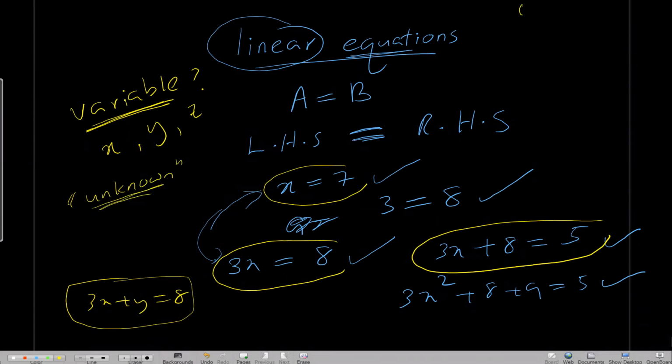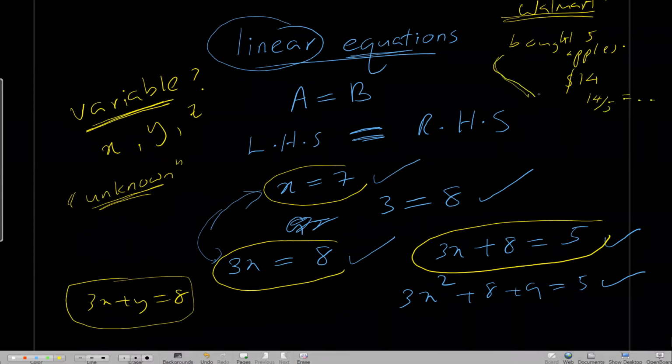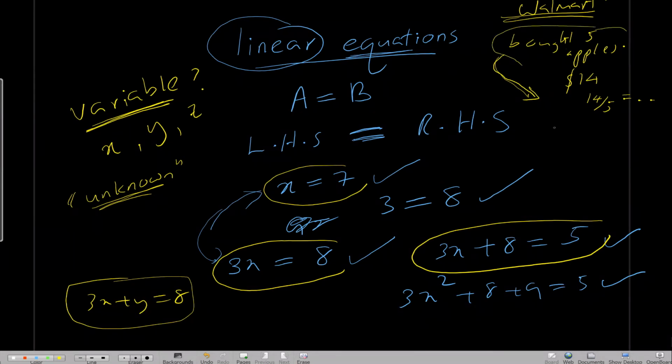Let's say you went to Walmart and bought 5 apples. And it costs you $14. Let's just say. And how much is an apple? Well, naturally, intuitively, you are going to divide 14 by 5, right? But what you are doing, we can explain this using the concept of a variable. Here the unknown thing is the price of an apple.